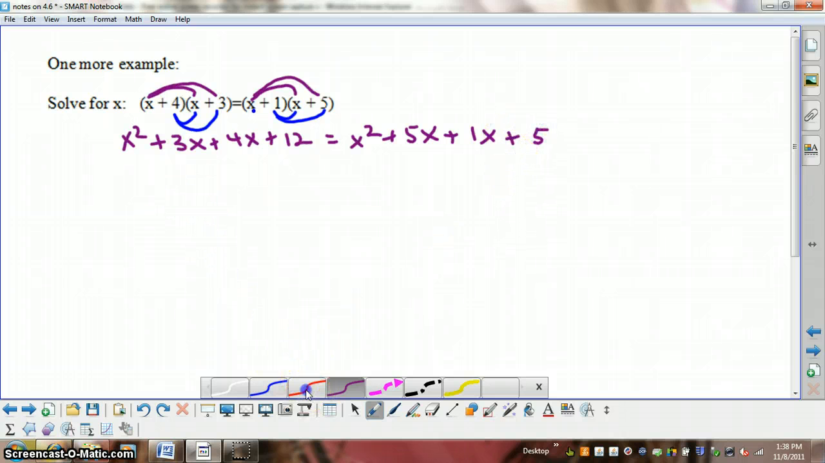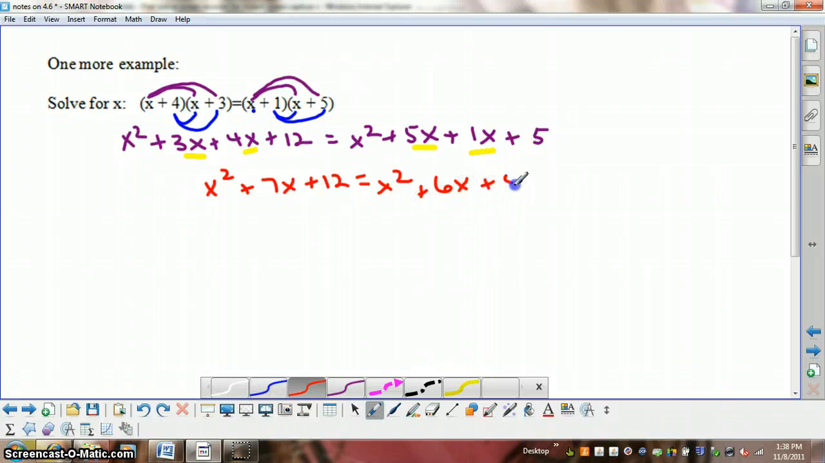Right, let's combine like terms. I'm going to change to red here. We'll combine like terms. We're going to have x squared plus 7x because the 3x and the 4x here are like terms. So keep going here. We have plus 12 equals x squared. And once again, we have some like terms here, 5x and 1x. That would give us 6x. And then we have plus 5.